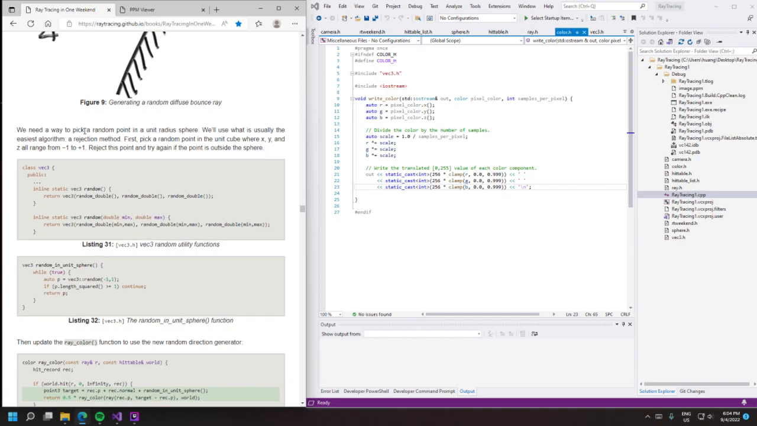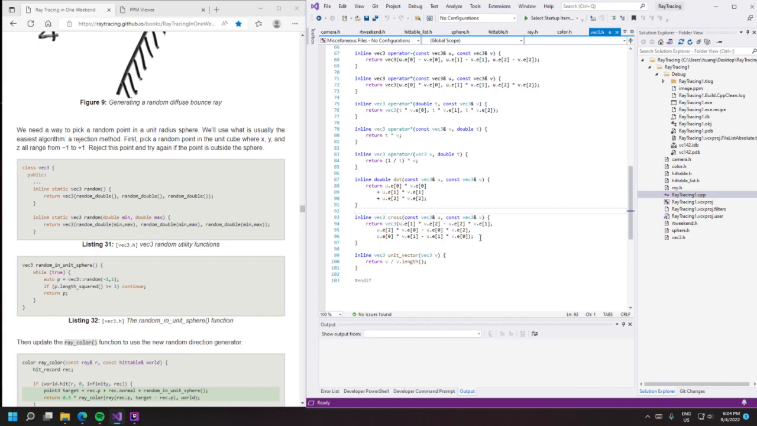We need a way to pick a random point in the unit sphere. We'll use what is usually the easiest algorithm, a rejection method. First, we pick a random point in the unit cube where x, y, z all range from -1 to +1. Reject this point and try again if the point is outside the sphere. I don't understand what's going on. Let me just write some code. I think that will help me understand.